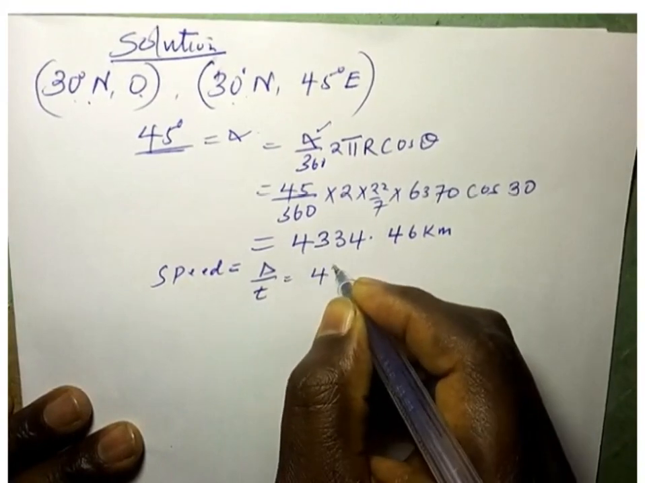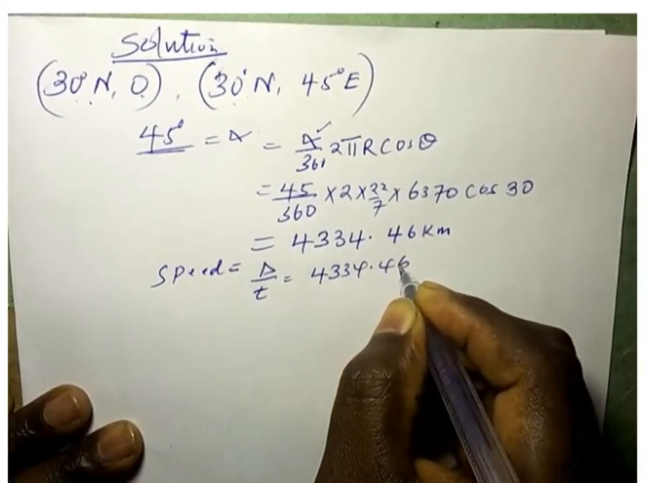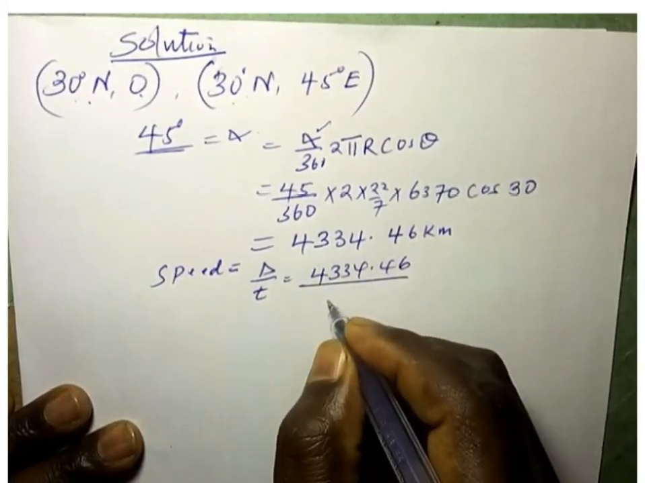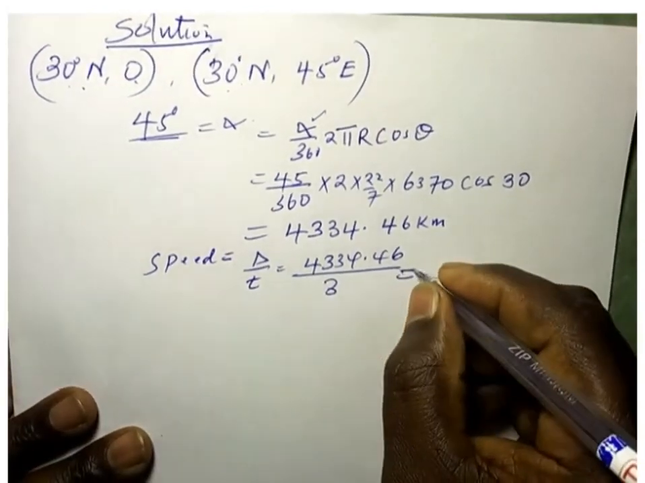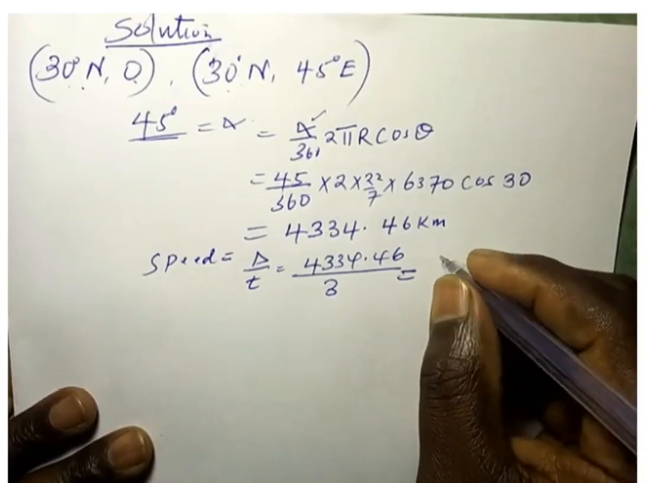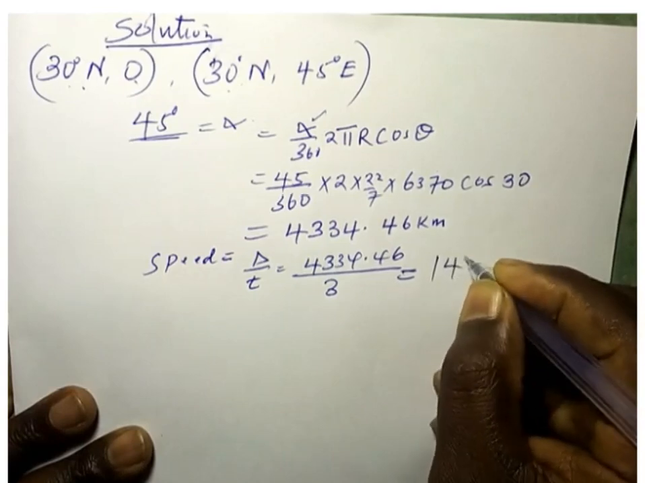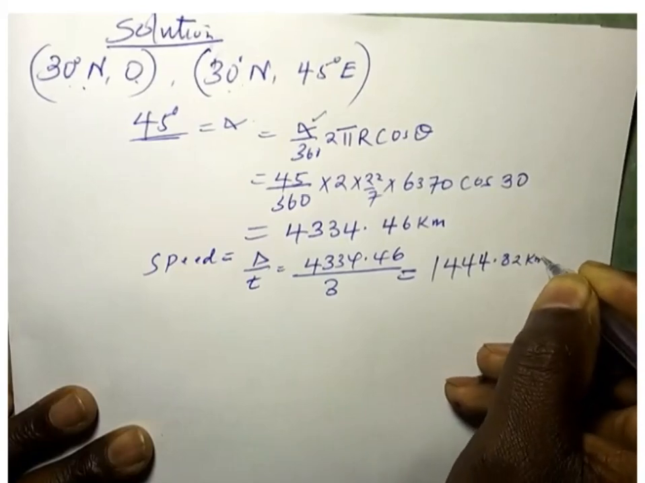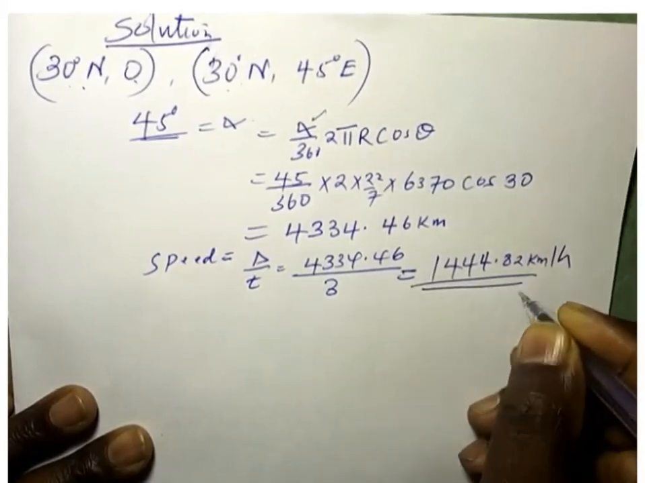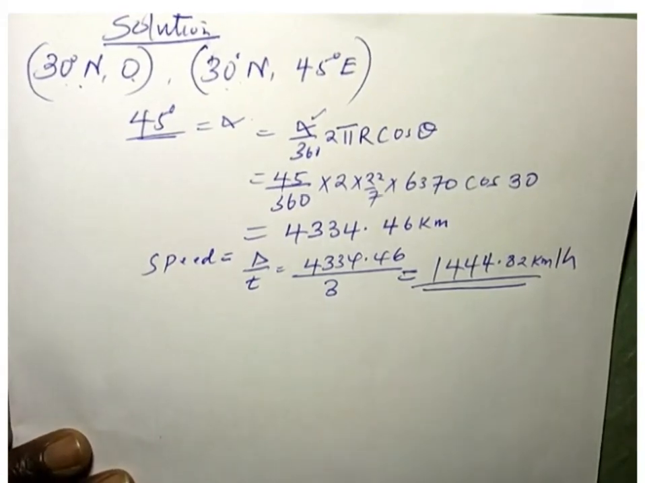Now we have the distance, but we know speed is equal to distance over time. Our distance is 3334.46 and our time is 3 hours. So we are going to have now the speed, and our speed is, we divide by time, which will give us 1144.82 kilometers per hour, and this one is the speed. So you see, you need to calculate the distance first.